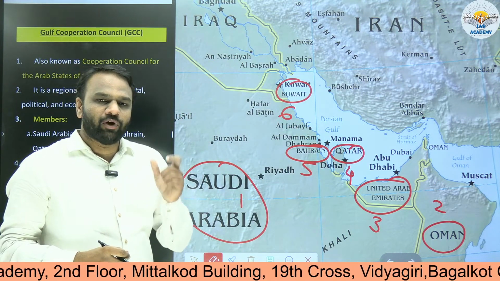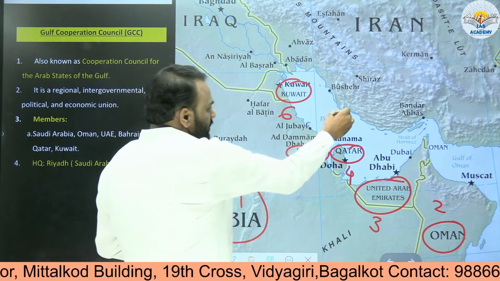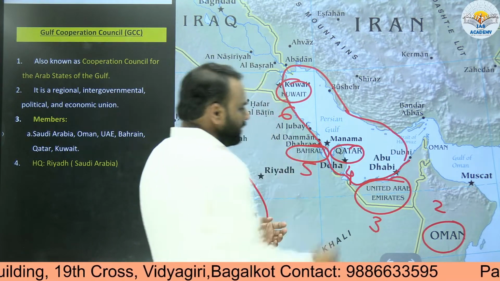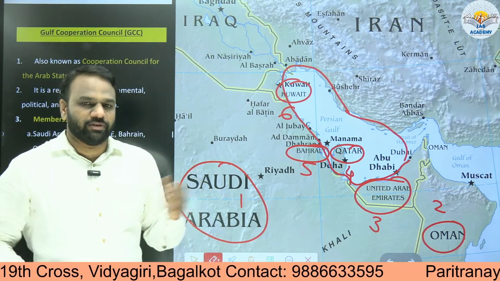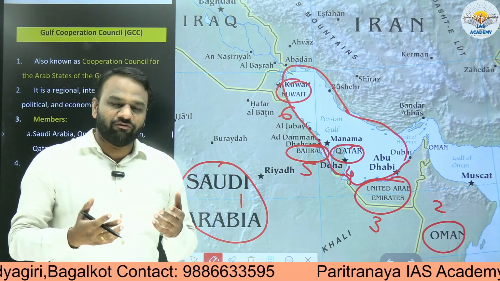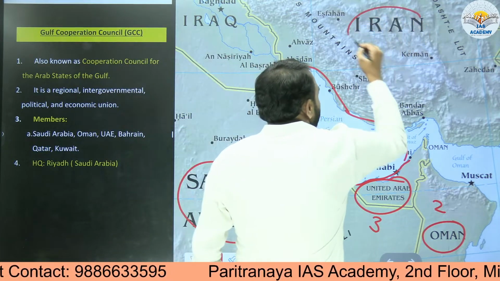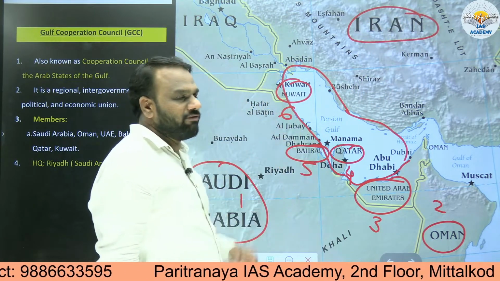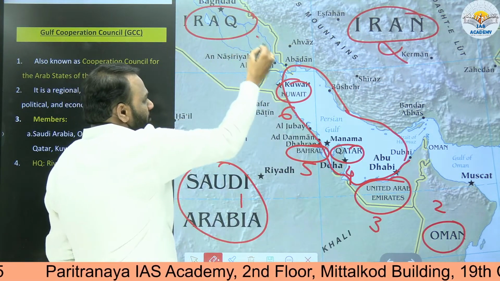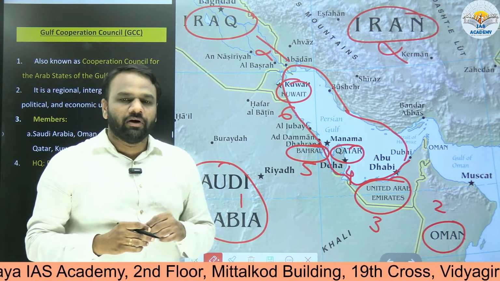Why do we have this name, Gulf? Because these are the countries which surround the Persian Gulf. So this is our Persian Gulf. That's why the name Gulf Cooperation Council. But we observe here, are all the countries which share their border with the Persian Gulf part of GCC? No. If you look at Iran, it shares its border with the Persian Gulf, but it is not a member of GCC. Similarly, Iraq shares its border with the Persian Gulf, but it is not a member of the Gulf Cooperation Council.